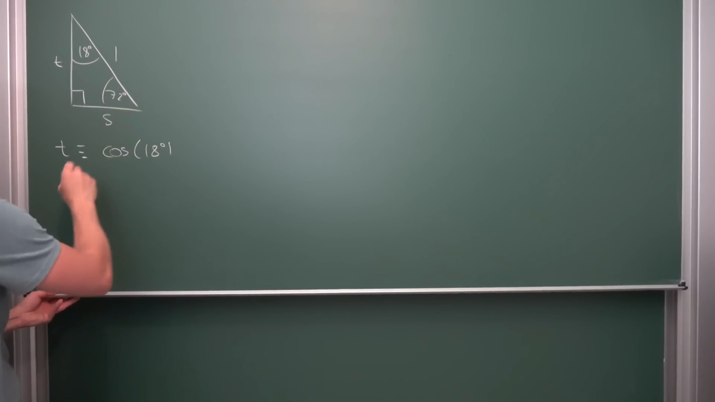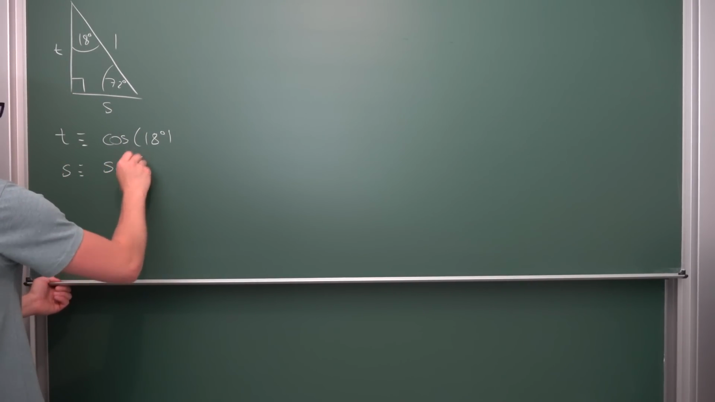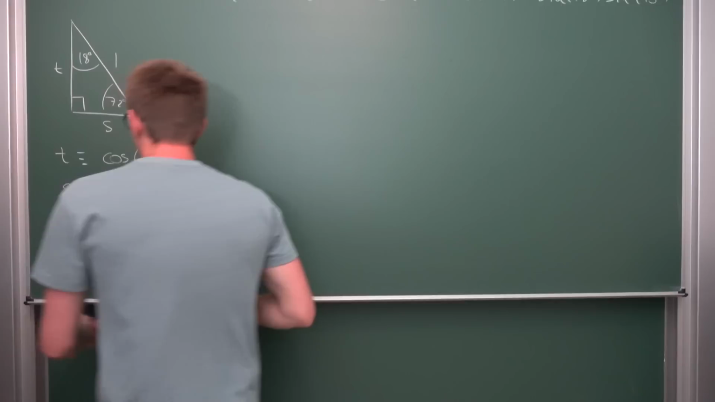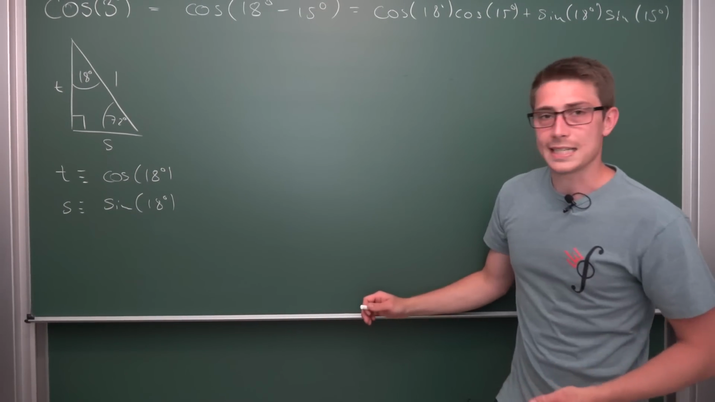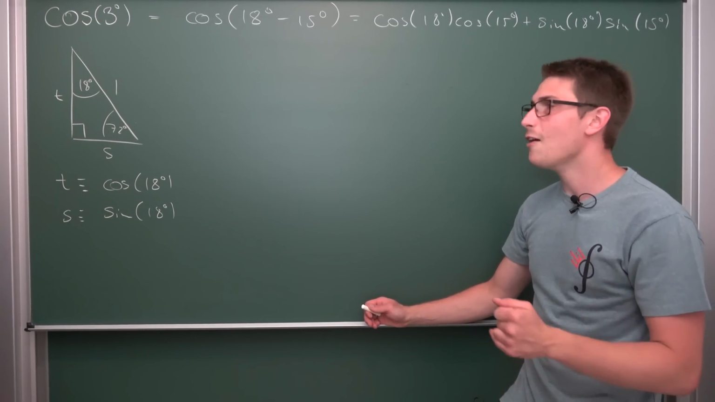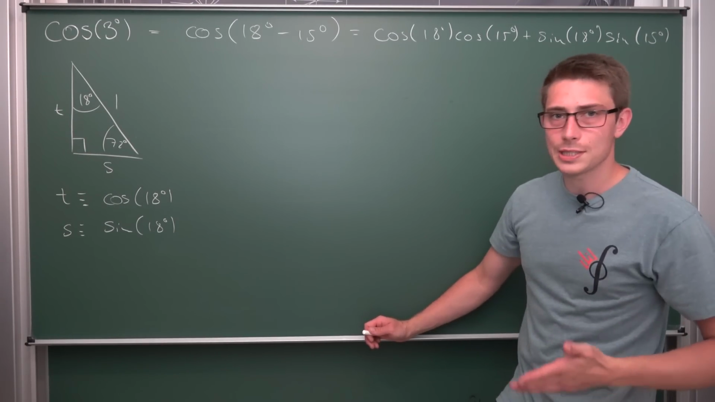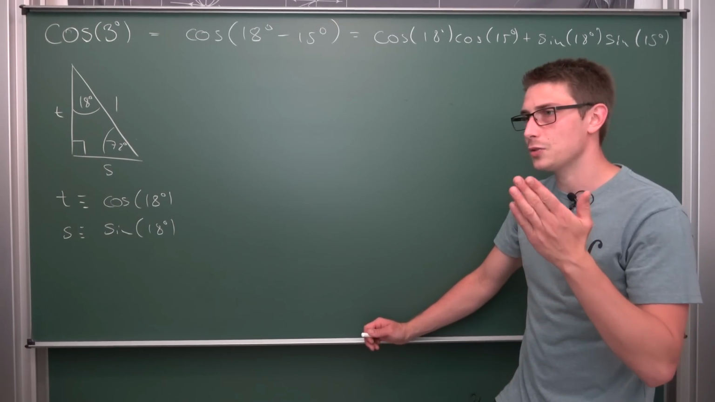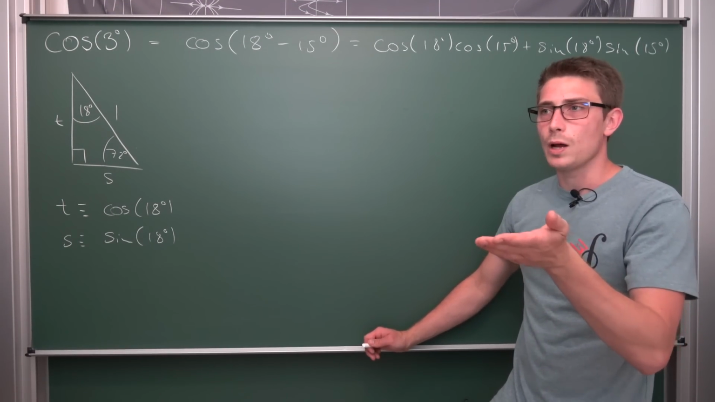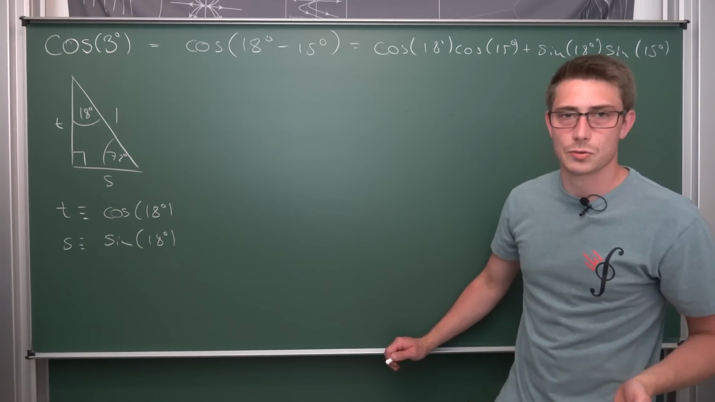By the same construction we get that s over 1, or in other words s, is nothing other than the sine of 18 degrees. And if we were to find out what s and t are, then we also got our cosine and sine values algebraically. Very nice construction, right? And now we are going to do something that is often used in elementary geometry, and what I use too when finding out areas, for example, of triangles in regular school.